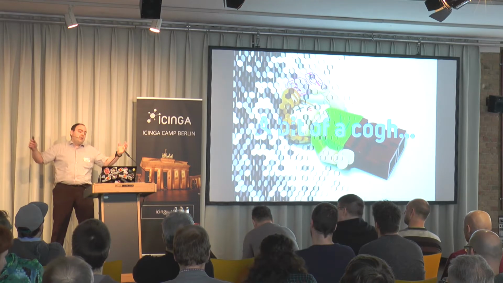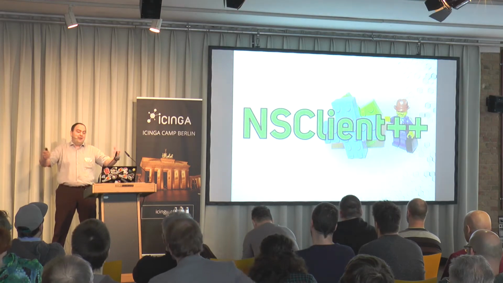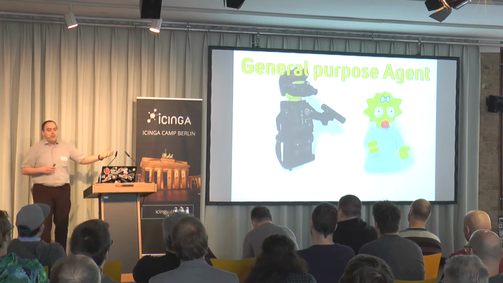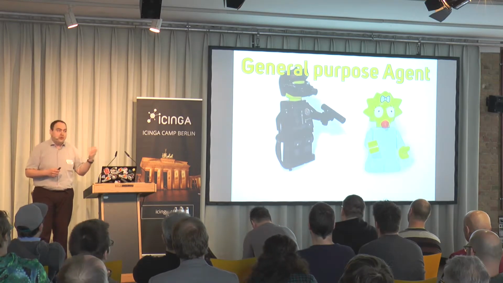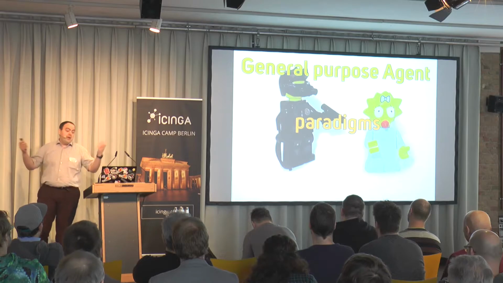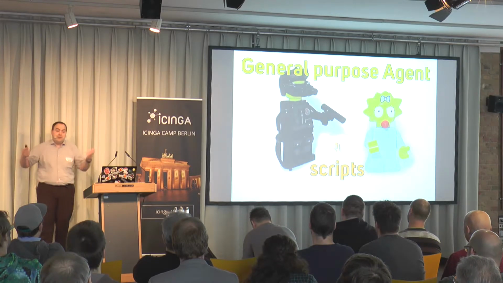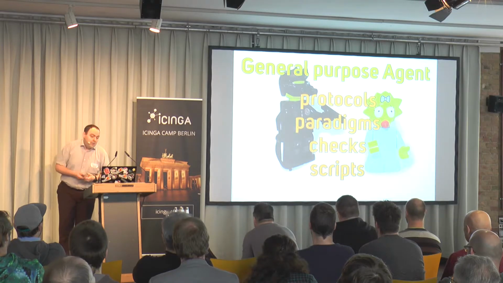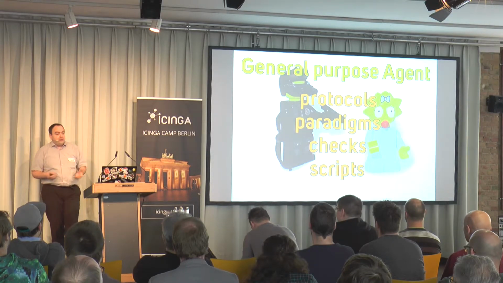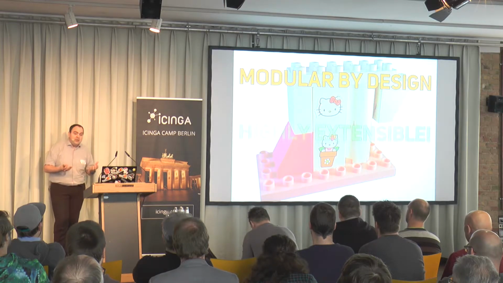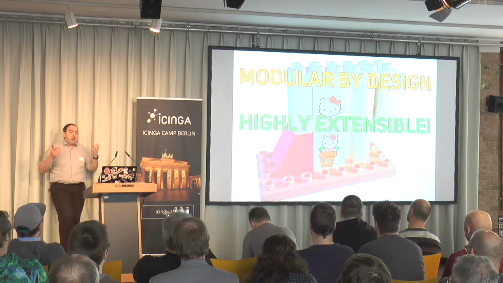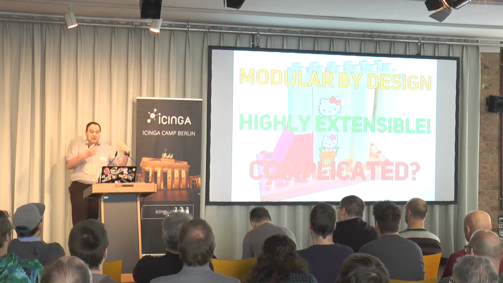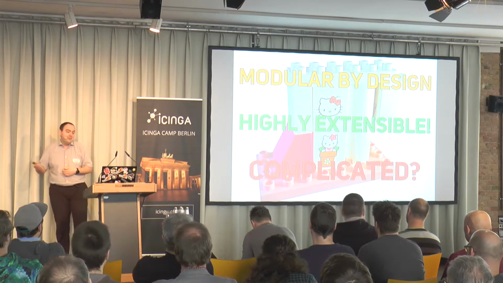But that's not why we're here, right? We're going to talk about NSClient, or at least how to get Windows to play along. NSClient is a general purpose agent. This means that it supports various protocols, various paradigms, checks, and scripts, the usual stuff that you need to do your monitoring. It's modular by design, and this in essence means that it is highly complicated, is probably what you should say, because extensible is a fancy word for complicated in reality.